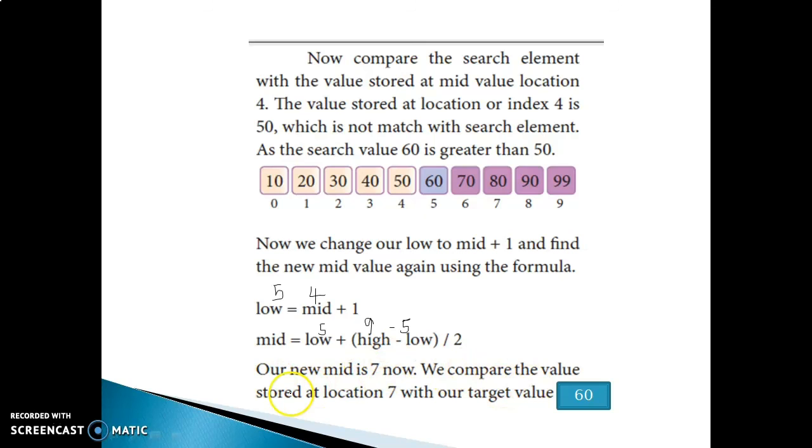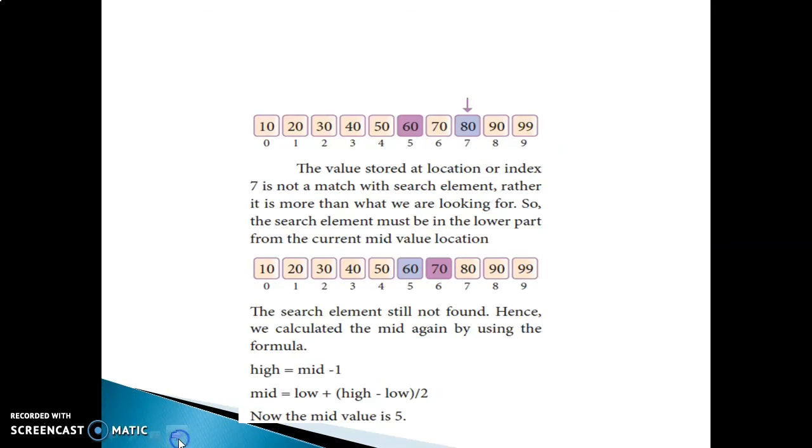We compare the value stored at location 7 with our target value 60. What is the value stored at 7? 80. So 80 is not equal to your target element, that is 60. So now we again start the search. The value stored at index 7 is not matched with the search element. Rather, it is more than what we are looking for.